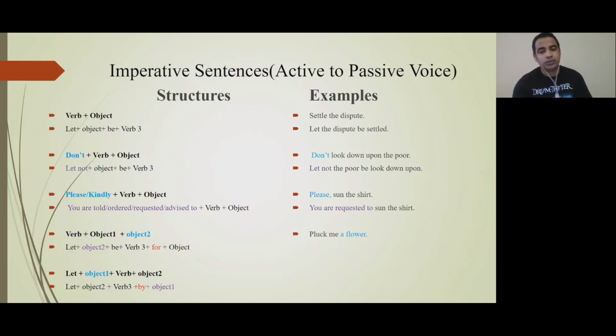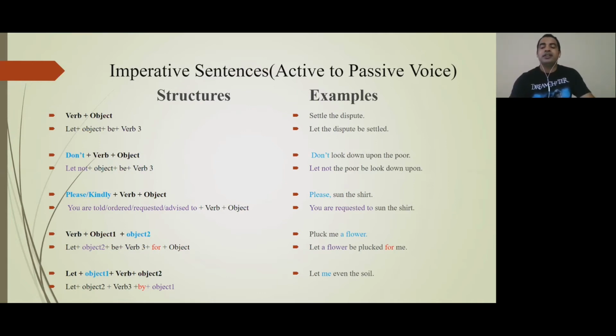Well, let's go to another one, which is very important for the examination. That is verb with two objects, I mean double objects. Let's check what will be your passive voice. Let a flower be plucked for me. Thank you. And next, let me even the soil. Well, it's also a double object started with let.